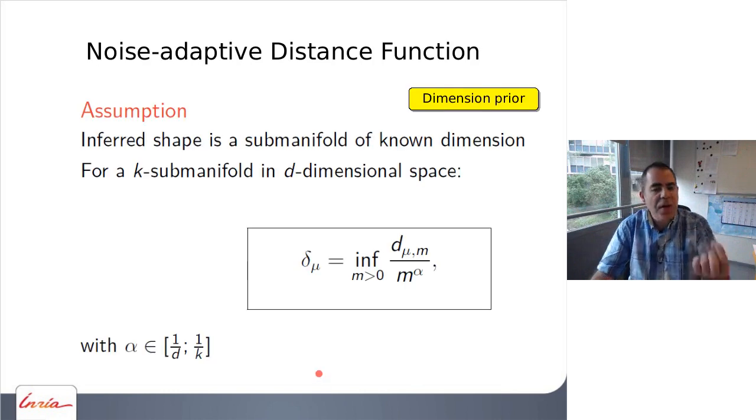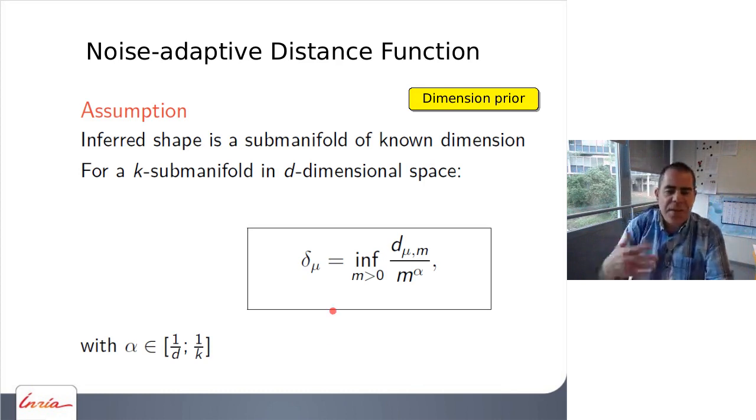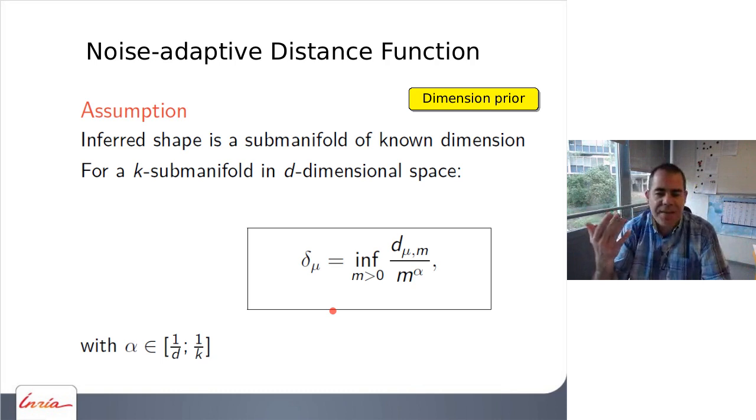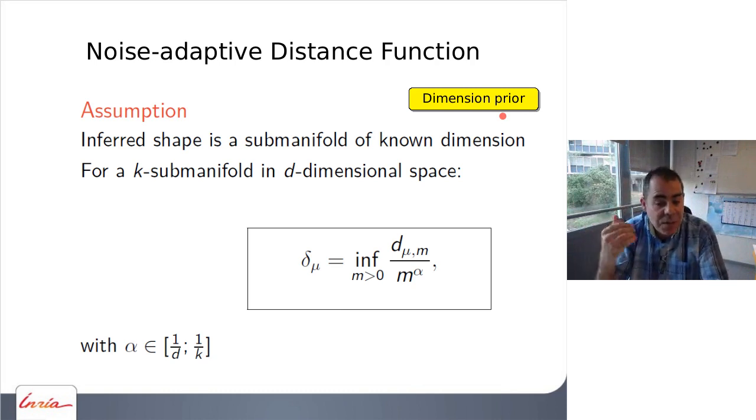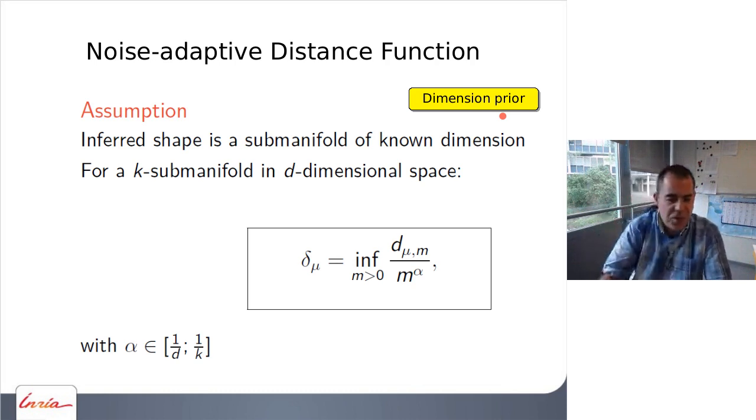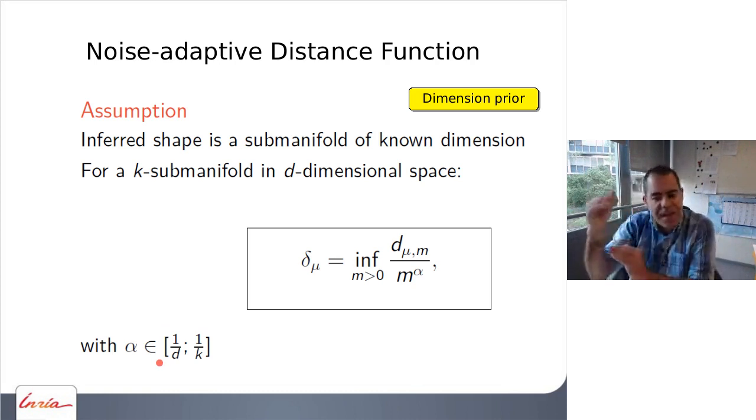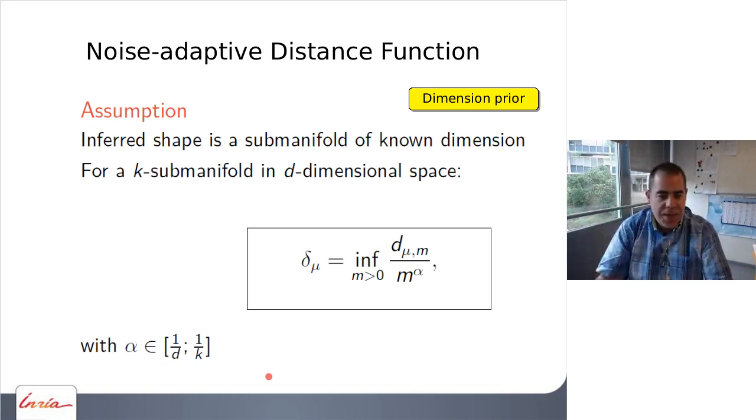And that is going automatically to trade off resilience to noise for fidelity to the data. What is the intuition? We assume simply that it's a dimension prior, because we assume that the inferred shape, the shape we are looking for, is a submanifold of known dimension. That means for a K-submanifold in D-dimensional space, our new function with alpha must be within 1 over D and 1 over K. This is going to be our shape.